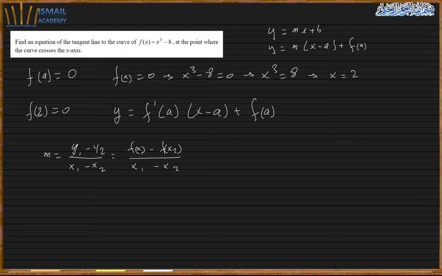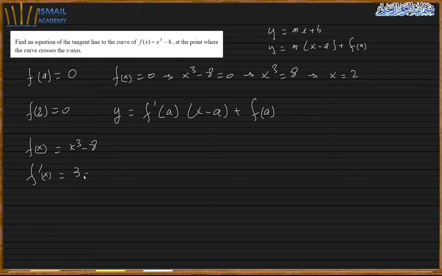So let me take this off. Okay, now I need to find the derivative of f of x. We know that f of x is x cubed minus 8, so f prime of x is 3x squared. I need the value of the derivative at 2, so f prime of 2 will be 3 times 4, which is 12. So now I'm done. My function will be y equals 12 times x minus 2, and we know that f of 2 is 0 because it crosses the x-axis, so I don't need to worry about this. Distribute and you get your tangent line.